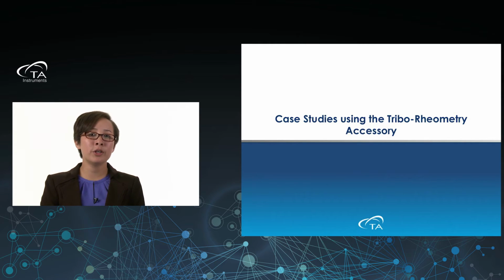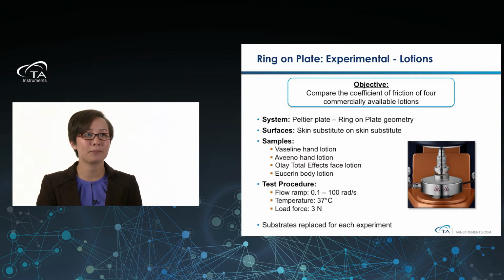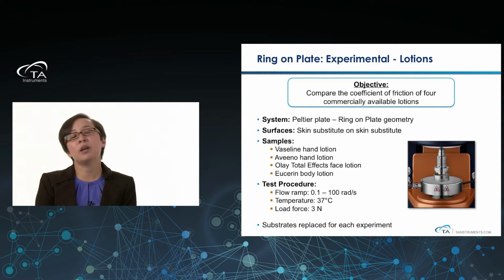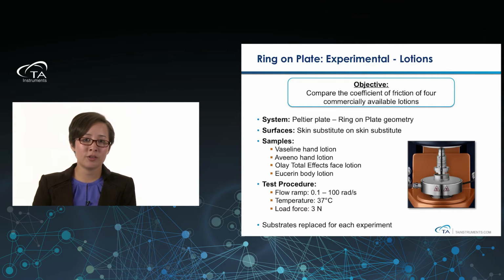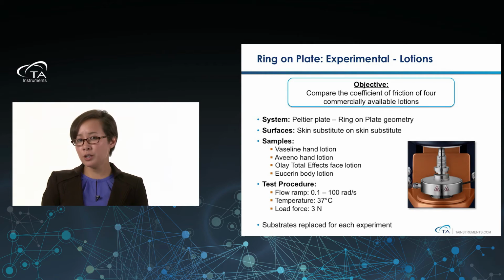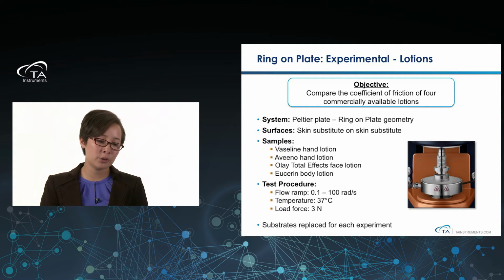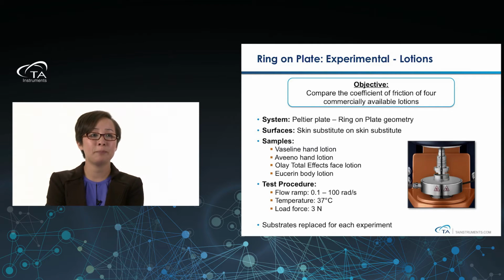Okay, so now we're going to transition into some of the case studies using the Tribo-rheometry Accessory and show some data that we've generated. The first case study is the ring on plate, and what we did is we looked at different lotions. The objective of this test was to compare the coefficient of friction of 4 commercially available lotions, and how that pertains to how it feels when a person is applying the lotion onto their skin.